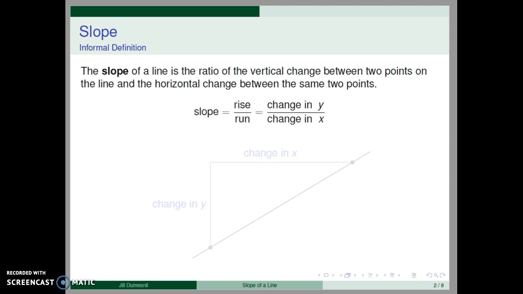So we sometimes think of slope of a line as the ratio between the rise of the line and the run of the line. The rise is the change in the y-coordinates, and the run is the change in the x-coordinates. Pictorially, we have a given line with 2 identified points. The vertical distance between the points is the change in y, and the horizontal distance between the points is the change in x.